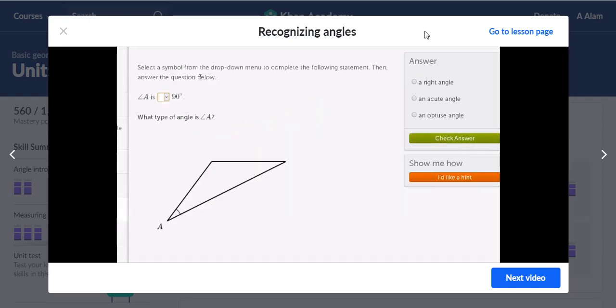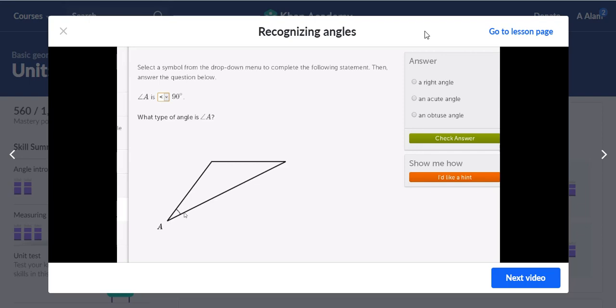Select a symbol from the drop-down menu to complete the following statement. Then answer the question below. Angle A is less than 90 degrees. What type of angle is angle A?